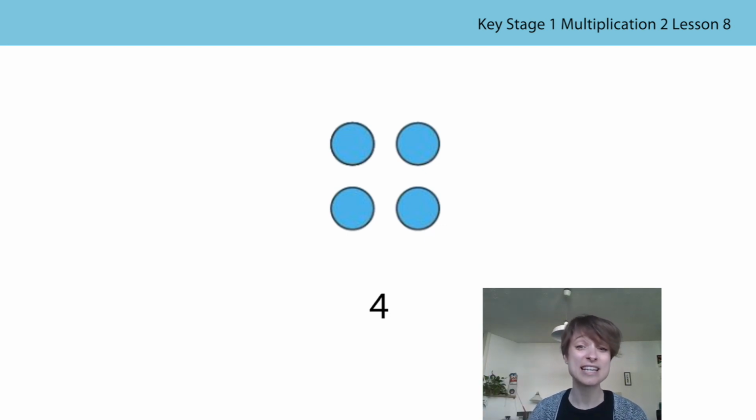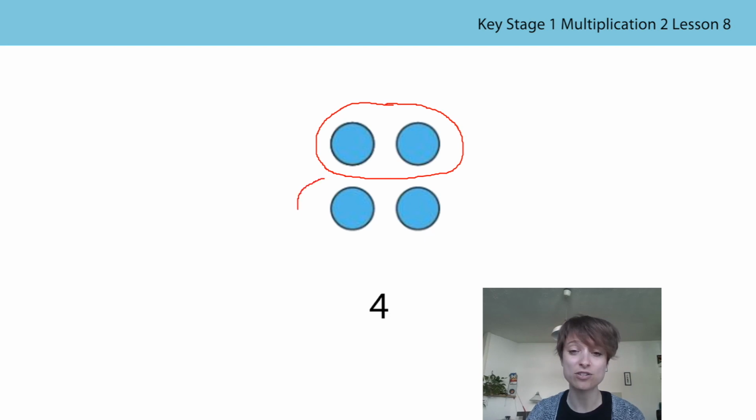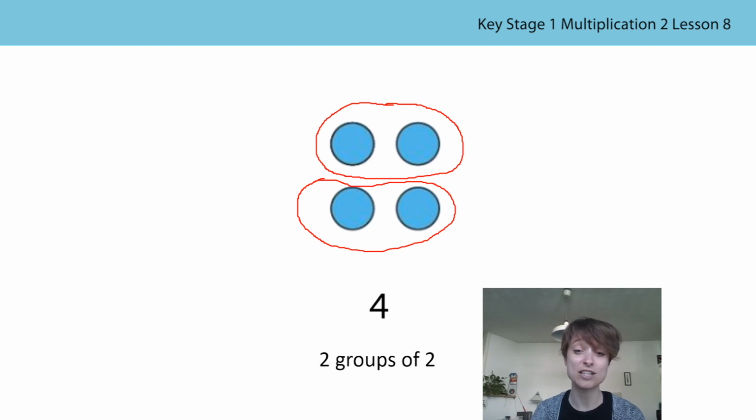Little Ducky says that he can see 2 groups of 2, and I wonder if some of you have seen these counters as 2 groups of 2. Now little Ducky's going to show you what he means by this. So he's going to draw 1 group of 2 by circling 2 counters, and then he's going to draw another group of 2. And by doing this, he can say that he can see 2 groups of 2.